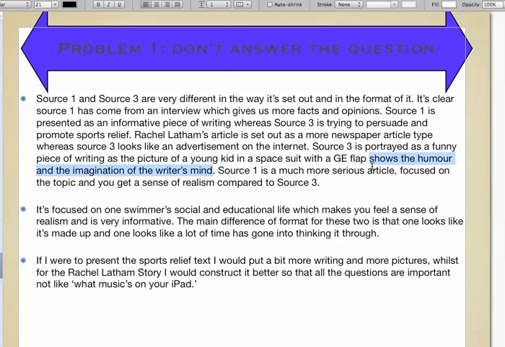Now, that's not bad. It talks about the effect as well. But the problem is there just isn't enough of that sort of stuff. Okay, source 1 is a more serious article focused on the topic. You get a sense of realism compared to source 3. Fine, but it doesn't tell us anything about presentation, so therefore it doesn't get us any marks.